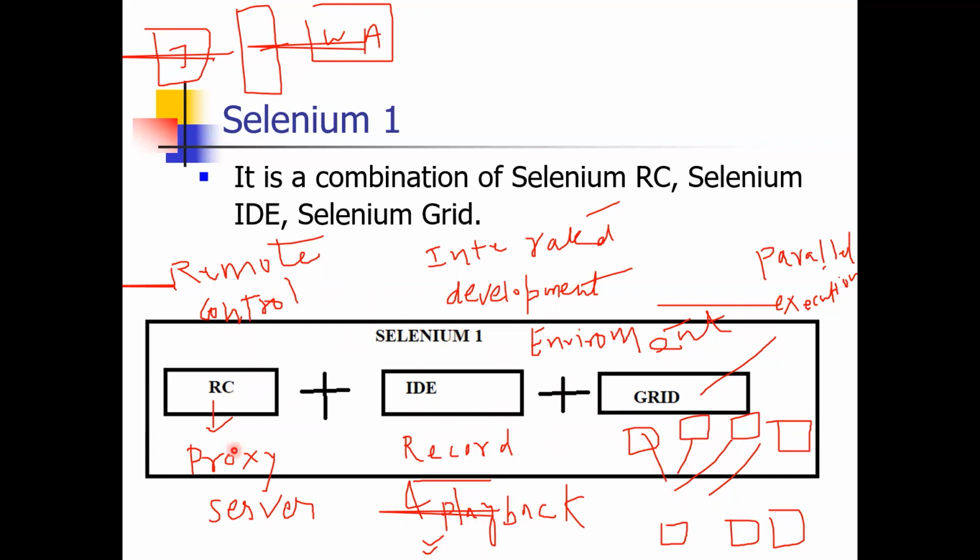Proxy server, remote control; record and playback facility, IDE; grid means parallel execution. One-liner: RC needs a proxy server, IDE means record and playback, Grid means parallel execution. The combination of all these 3 is called Selenium 1.